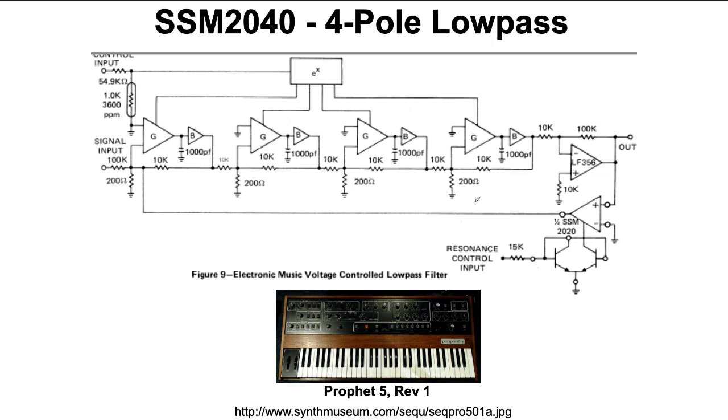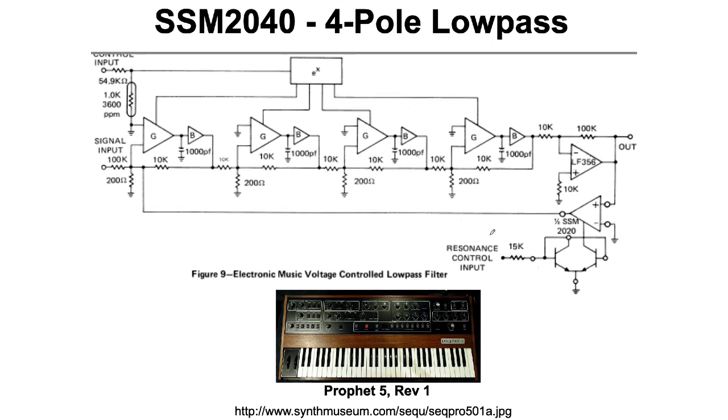Well, if we're going to have some feedback, again, because each of these stages is individually inverting, the four of them together are going to be non-inverting. Remember, the positive inputs of the OTA are actually internally hooked to ground. So let's check the feedback path. So here the SSM2040 datasheet presents us with a scheme that uses an SSM2020 in order to provide variable feedback gain.